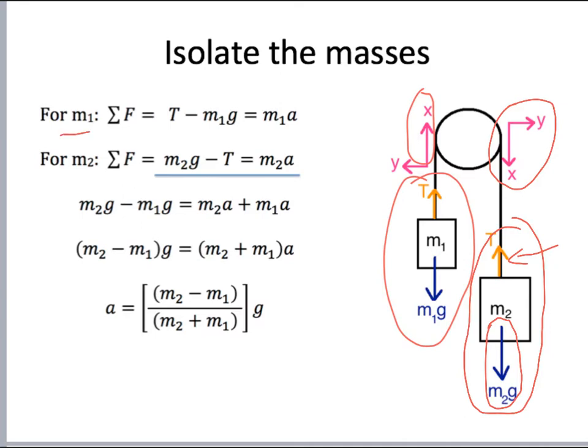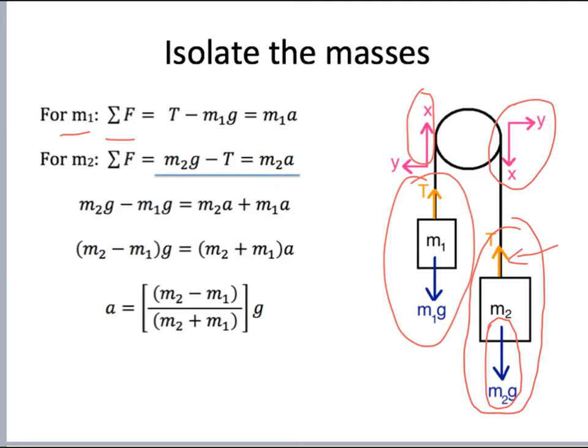For M1, the sum of the forces is a positive T minus m1g, and that's equal to the mass times acceleration. What mass is being accelerated here? M1. So that's m1a. For block 2, the sum of the forces is m2g. Now that one is positive, and then the T is negative, so I have m2g minus T, and that's equal to m2a, because it's m2 that's being accelerated.